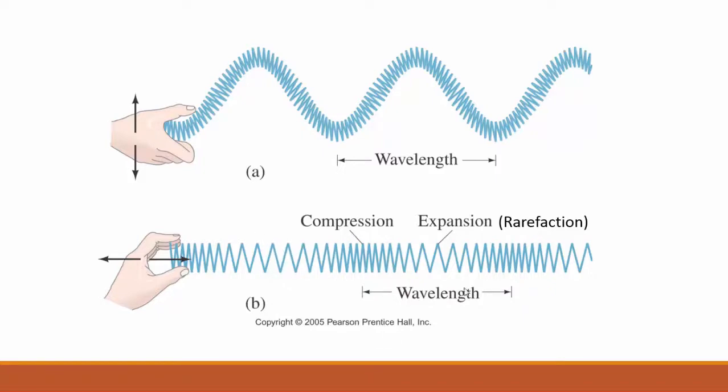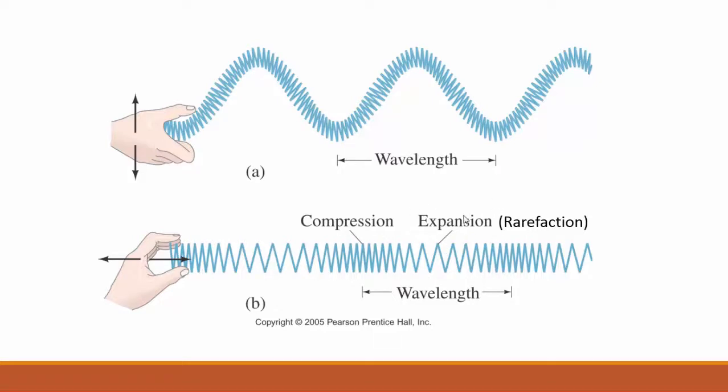We still have wavelength and amplitude. It's just not quite as easy to see. So here's the transverse wave. Obviously the wavelength is easy to see. The amplitude is half the height of the wave. In this case, the wavelength is the distance from compression to compression, or from expansion to expansion.